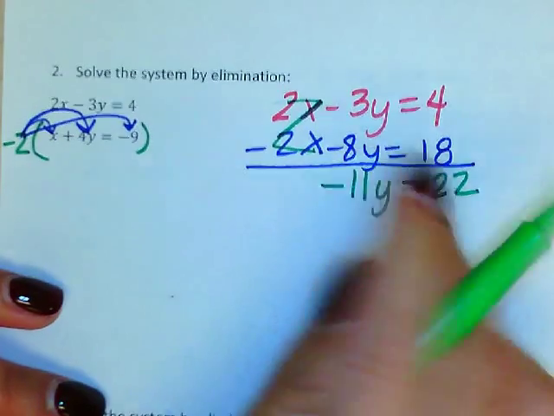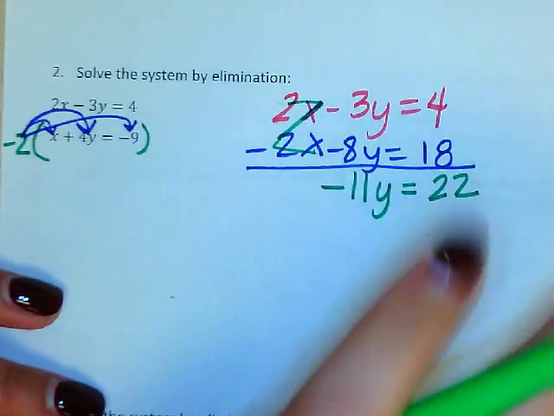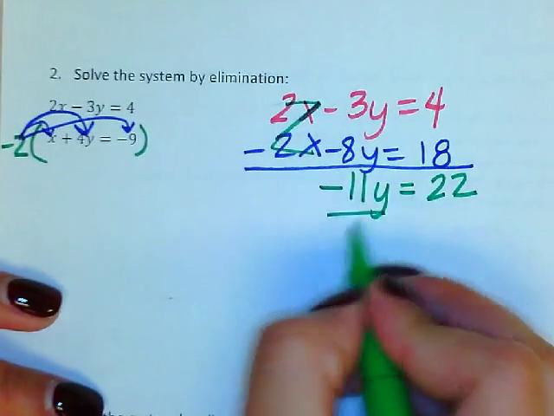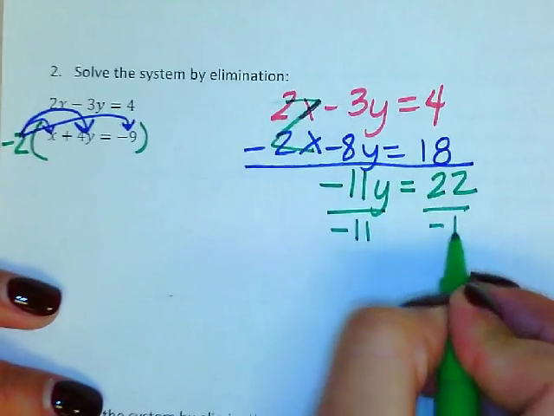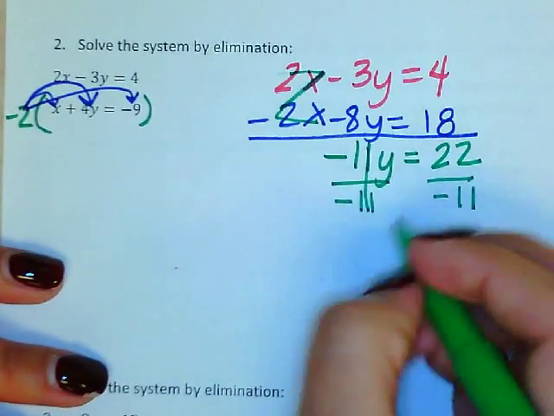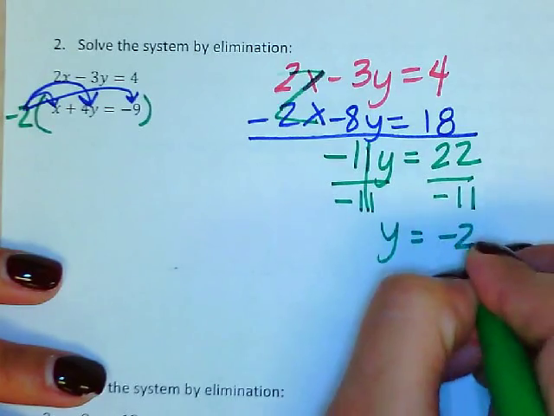So now to solve for y, I have to split the 11 and the y apart. That means I have to divide because they're being multiplied. And the opposite is division. So y equals -2.